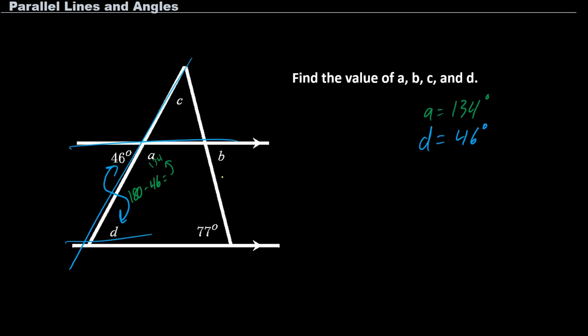And then as we go and look at B, it's the same idea. We have two parallel lines. They're being cut by a transversal. So B and 77 are alternate interior angles. So B equals 77 degrees.